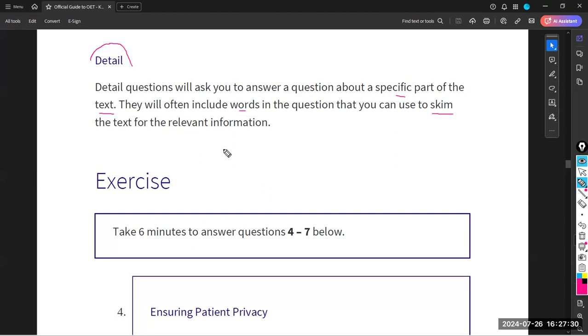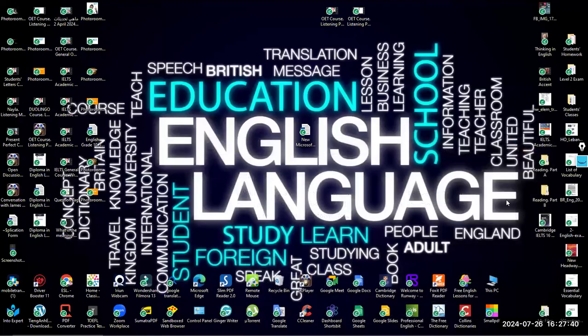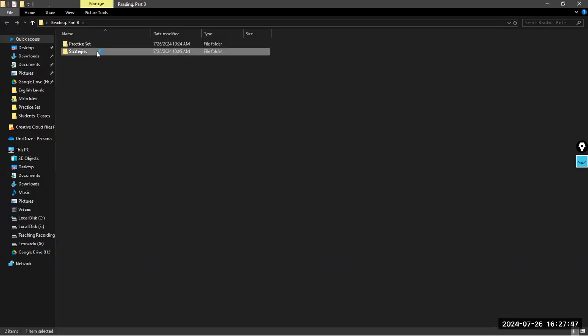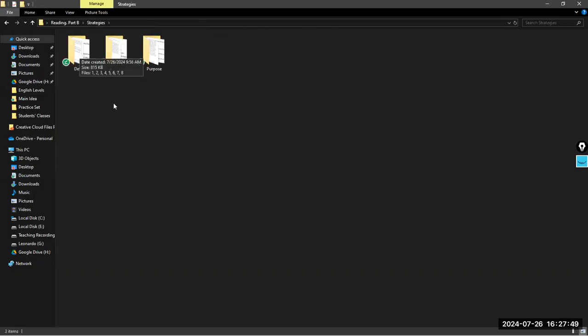Now I think it's time to practice. We have the questions from 4 to 7. Now let's try to check them and practice this kind of question, which is in part B. This is it. This is strategies. This is detail. Now, this is main idea, which we have just discussed. Now, checking the details.